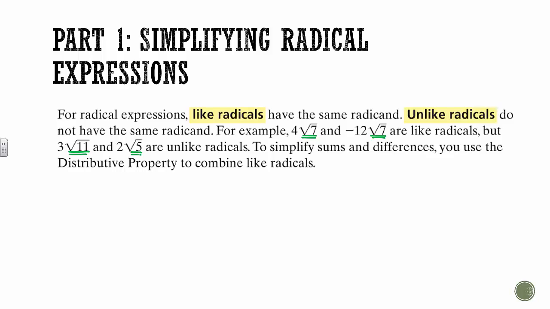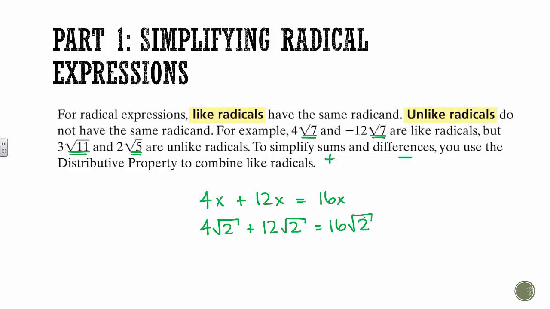To simplify sums and differences, so adding and subtracting problems, you use the distributive property to combine like radicals. So if I had given you a problem like 4x plus 12x, all you would have to do is add 4 and 12 and you'd end up with 16x. That's all we're going to do today. If I give you a problem like 4 root 2 plus 12 root 2, you have 4 root 2's plus 12 more root 2's, so you end up with 16 root 2's.